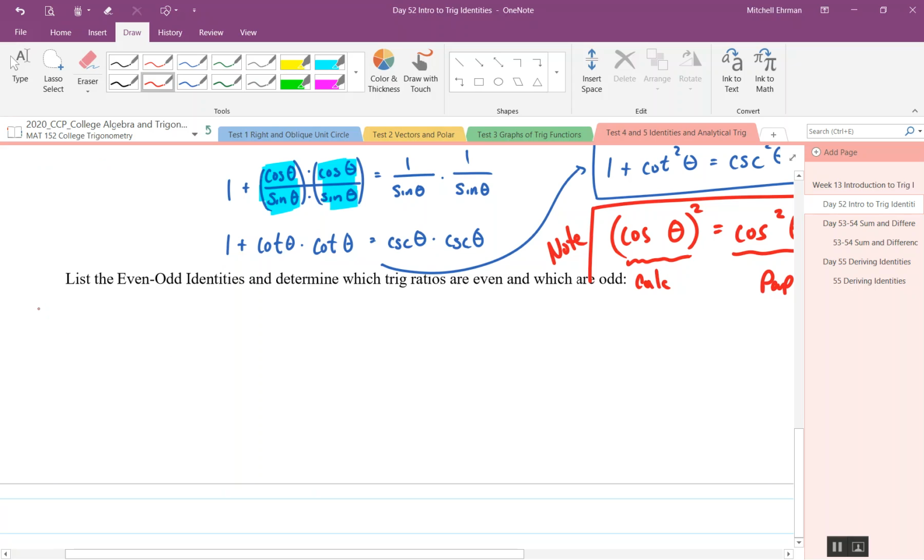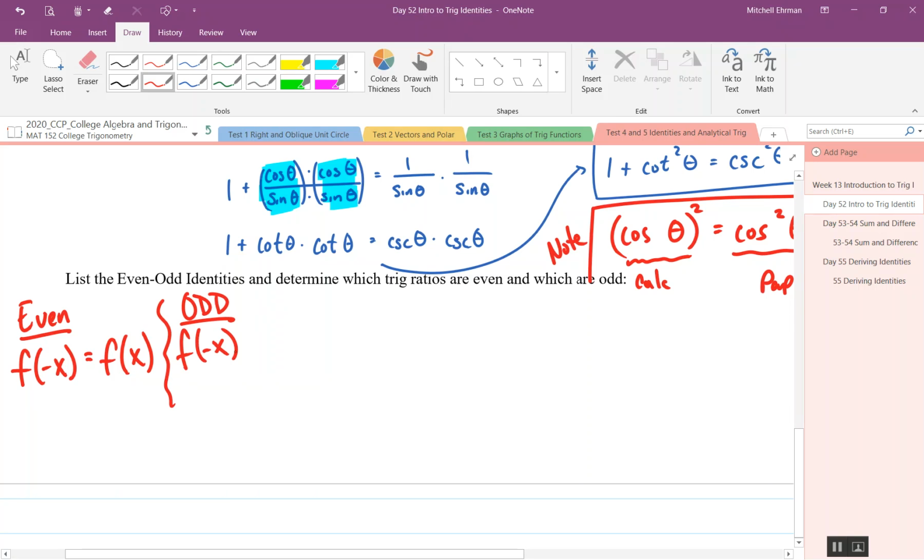So if you recall, an even function by definition is one in that if we substitute a negative x value into the function, then what we're going to get back is the original function itself. Whereas an odd function, if we were to substitute in a negative x value, then we would obtain the opposite of the original function. A function is neither even nor odd if neither of these descriptions are met.